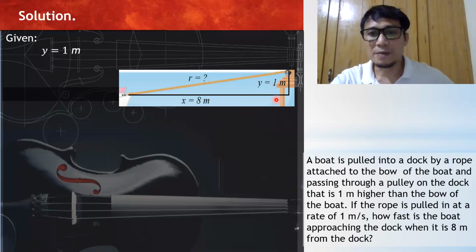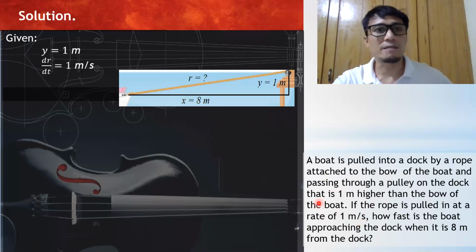Okay. Further, we have, if the rope is pulled in at a rate of 1 meter per second, the rope is pulled in at a rate of 1 meter per second. That talks about a certain quantity that changes with respect to time. What quantity is that? Since that refers to the rope that is pulled in, that refers to your r. So that means that this can be denoted by dr/dt equals 1 meter per second, right?